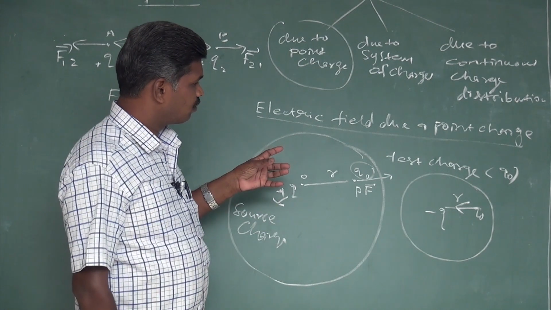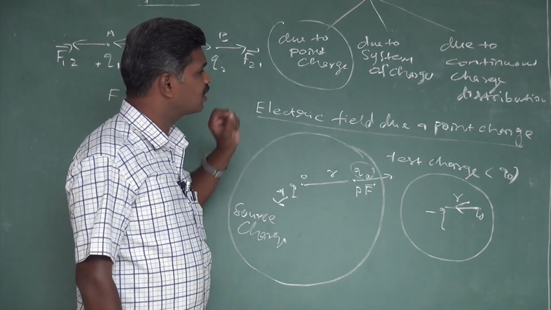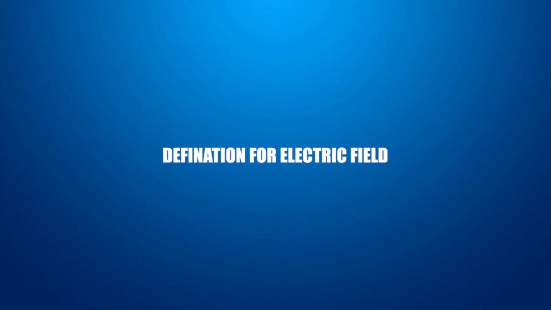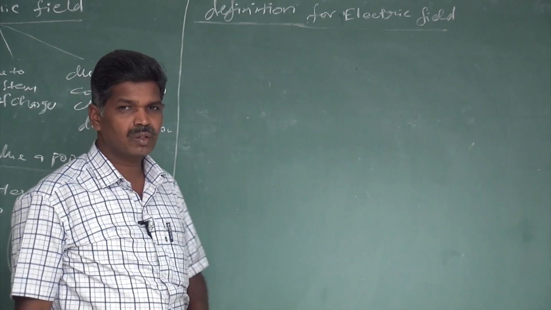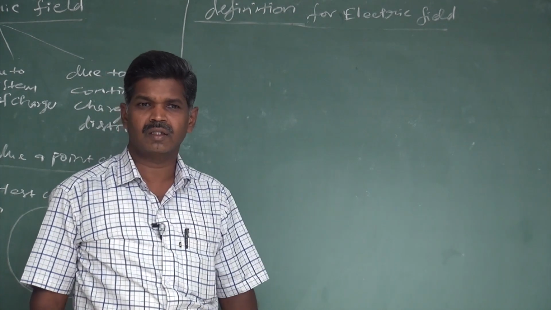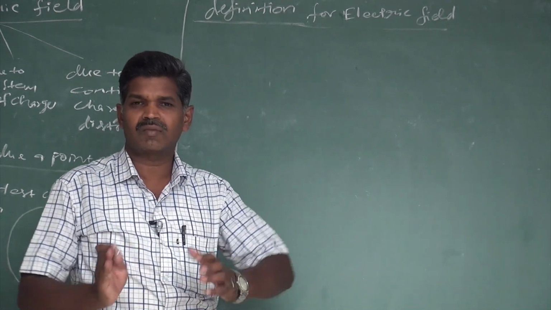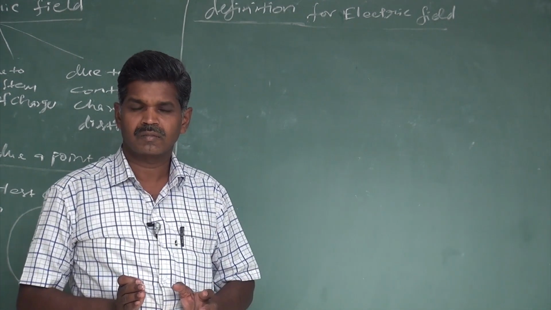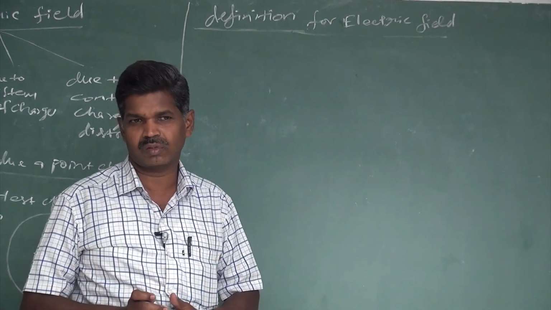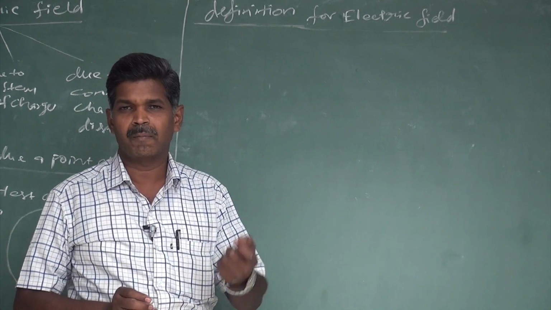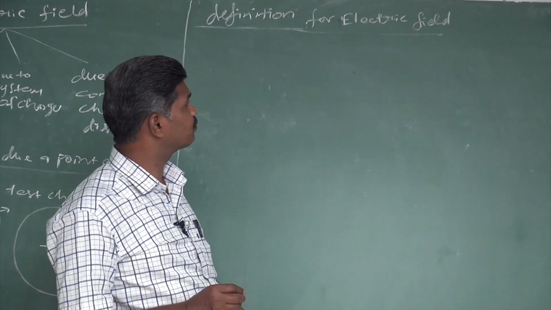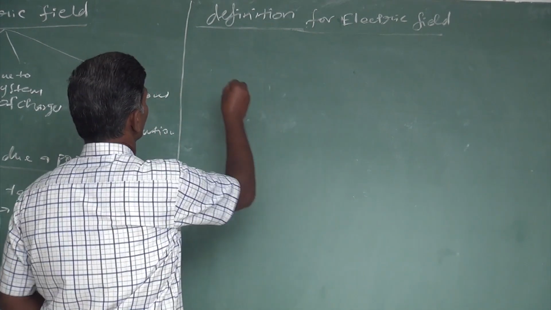So, from this concept, we can define the electric field due to a point charge. Already we saw that around our charge, in a certain region, our charge exerts a force on other charges. Based on that idea, we are going to give the definition for the electric field.